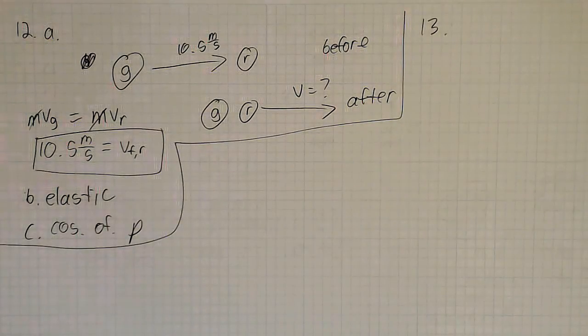Question 13 says, a bowling ball with a mass of 7 kilograms strikes a pin with a mass of 2 kilograms. The pin flies forward with a velocity of 6 meters per second. The ball continues forward with 4 meters per second. What is the original velocity of the ball? What type of collision is this?